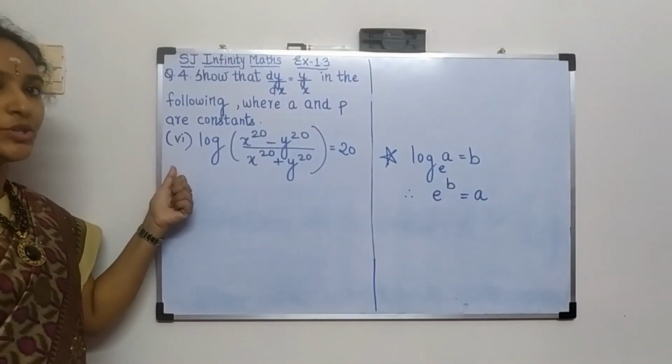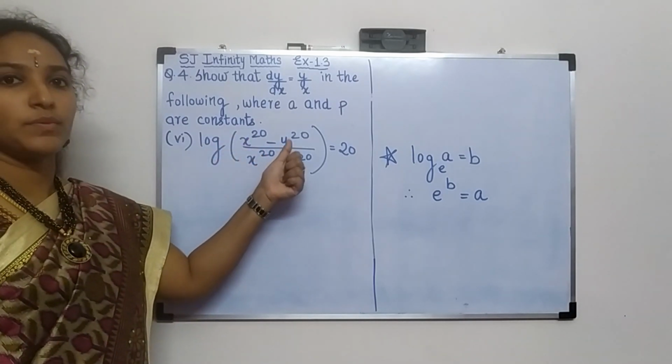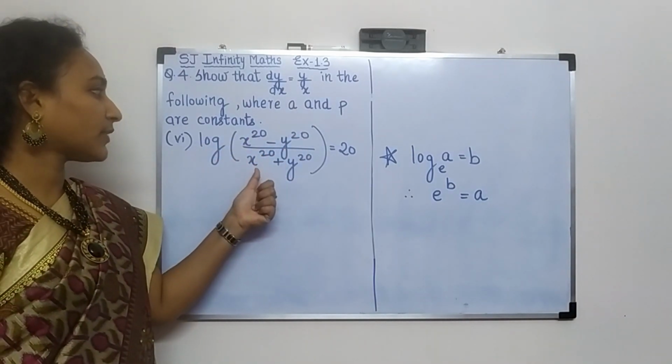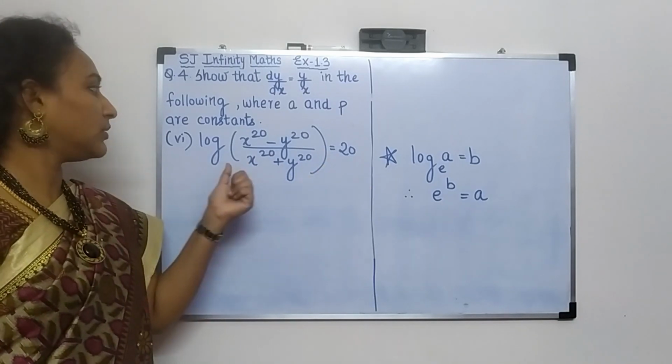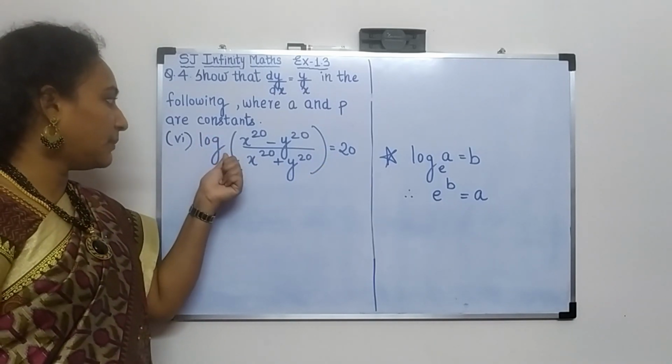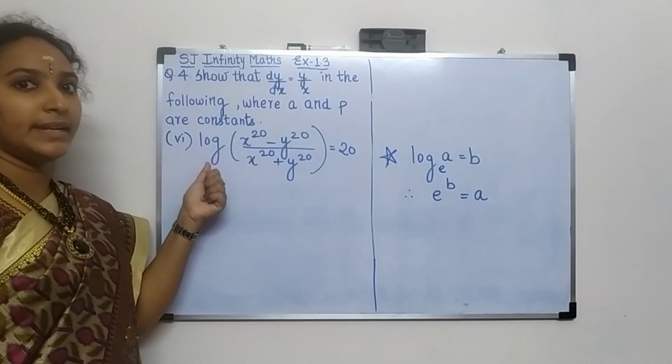So this is our question number 6. We have log of x power 20 minus y power 20 upon x power 20 plus y power 20 is equal to 20. The base is not given, but for our convenience I am taking it as e.